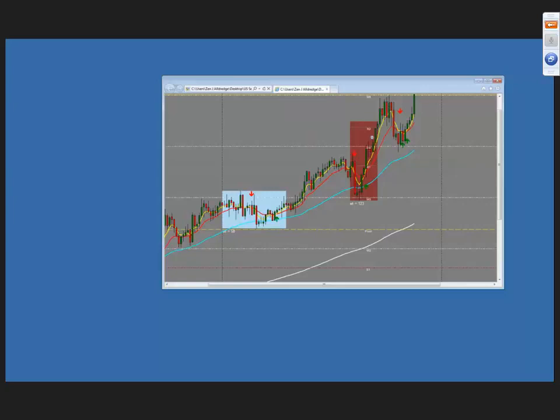So for me, if it's a counter trend trade like this, I'm looking at just a 50 pip take profit. How long did it take to hit that? If I got in here in less than 45 minutes, man, I'm done. Let's see if I can find that.